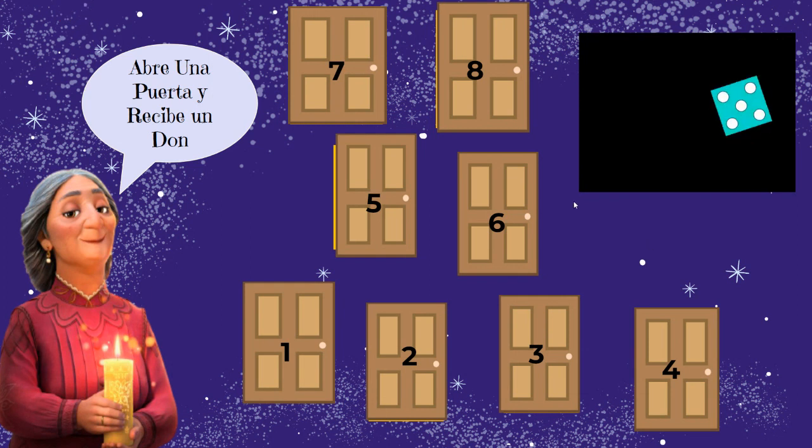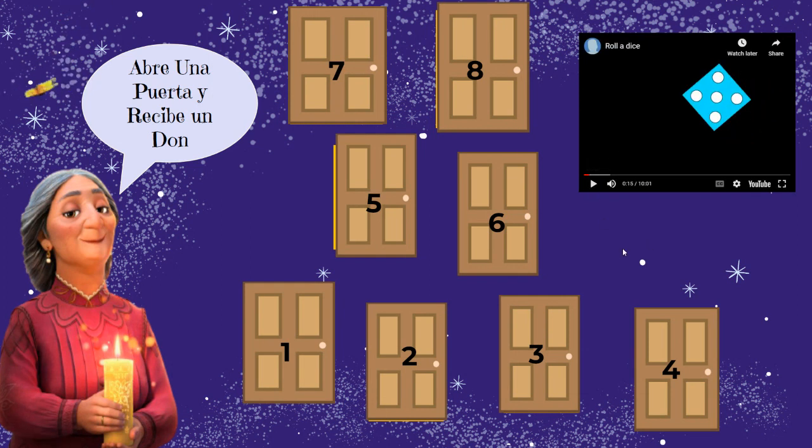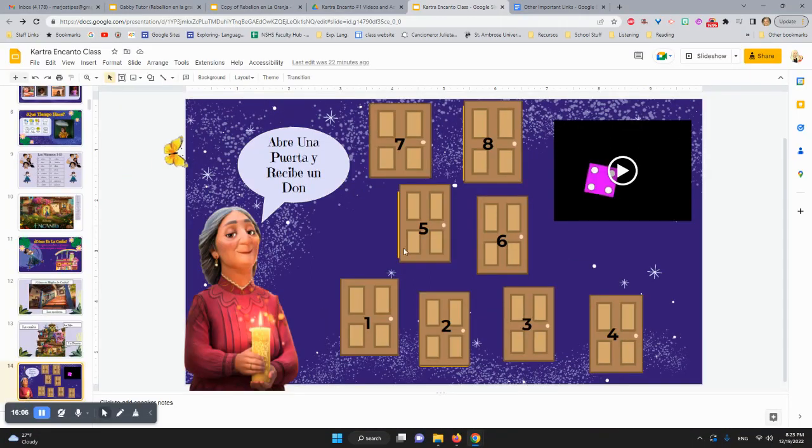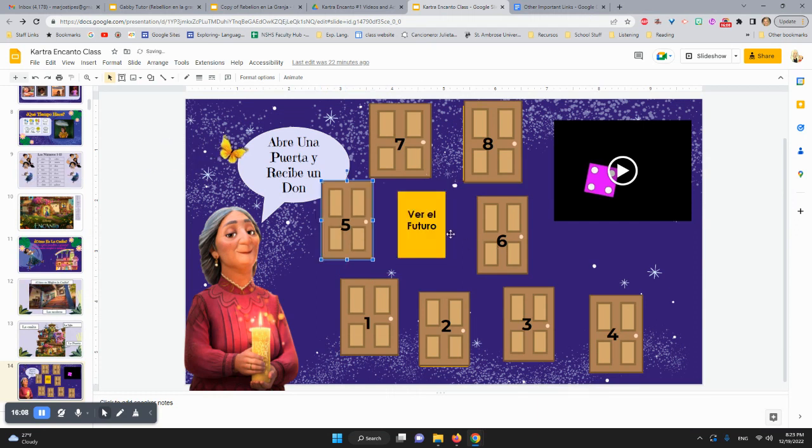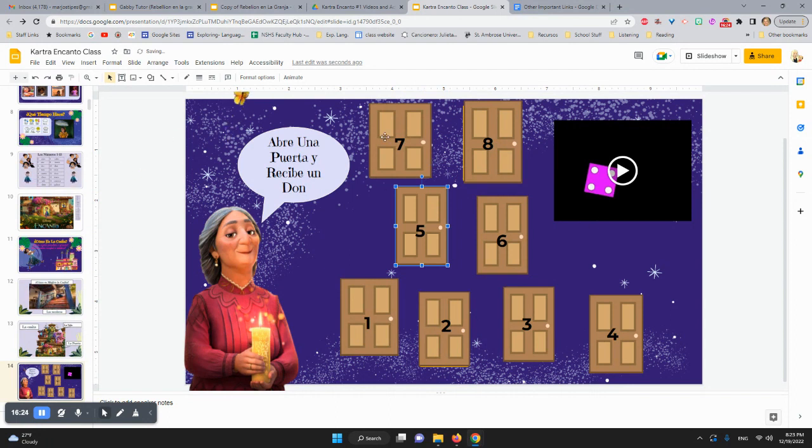And you are going to open puerta number 5. See? 1, 2, 3, 4, 5. So let's see what puerta 5 says. Your gift is ver el futuro. You're going to be able to ver, to see the future. El futuro. Just like Bruno. So you have Bruno's gift until I see you again, until we roll for another one.